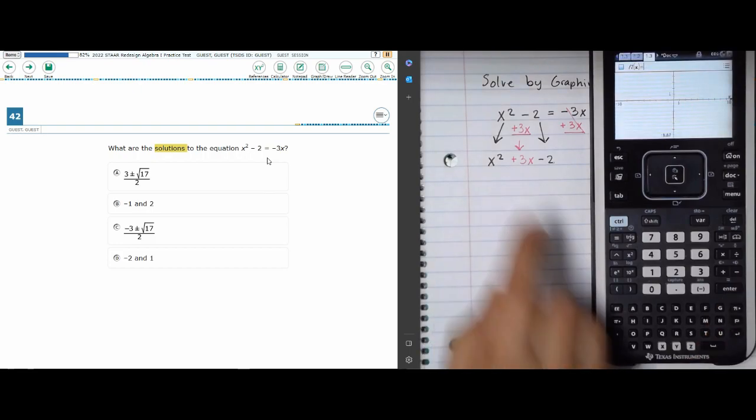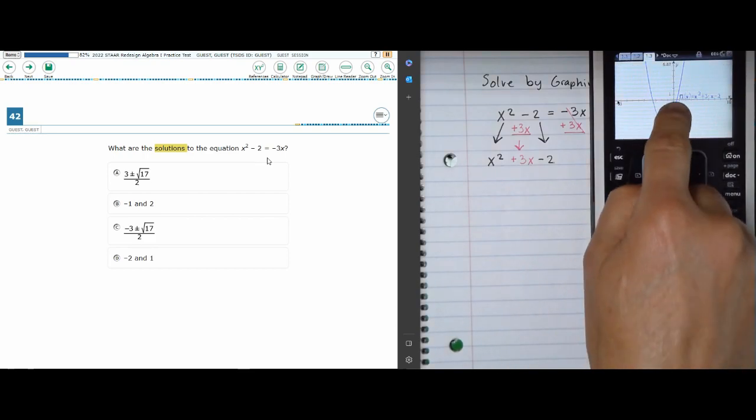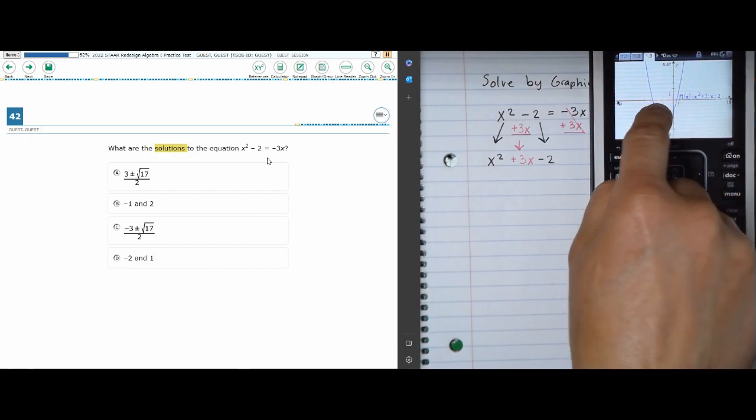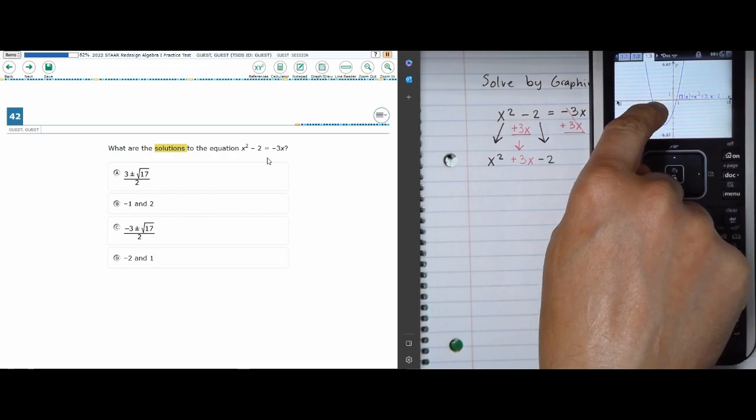And I'm going to type this in. So I have x squared plus 3x minus 2. Okay, there it is. Look, we can actually see our zeros. To me, it looks like it's a little bit less than 1. And we have one that's over here. It looks like 1, 2, 3, between -3 and -4.